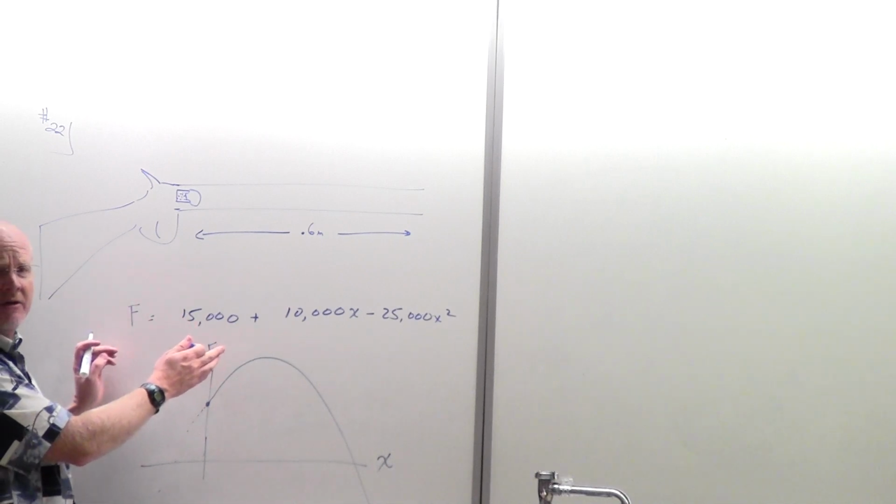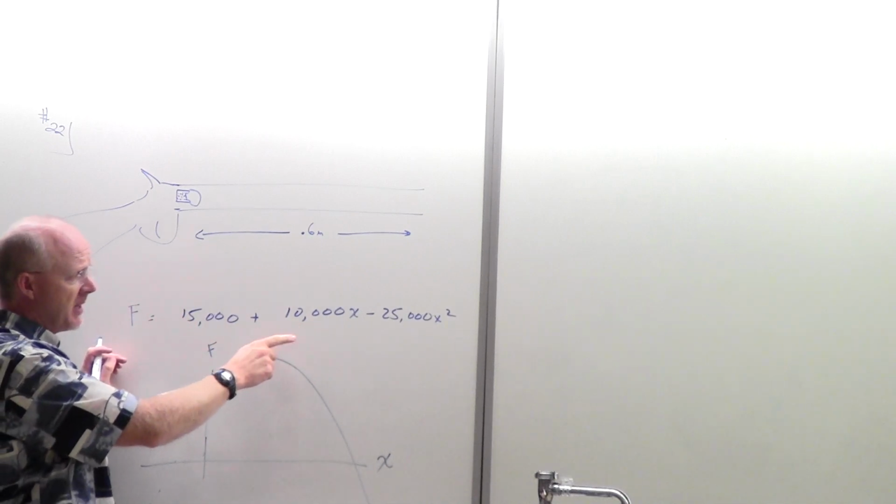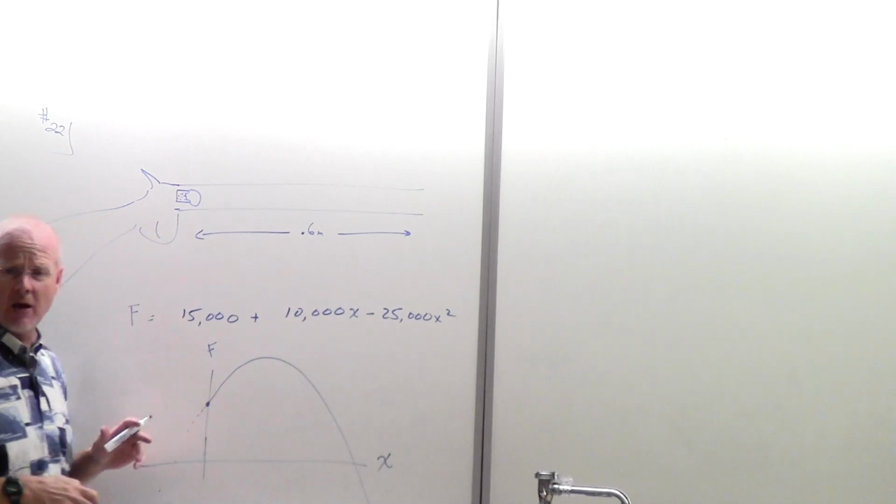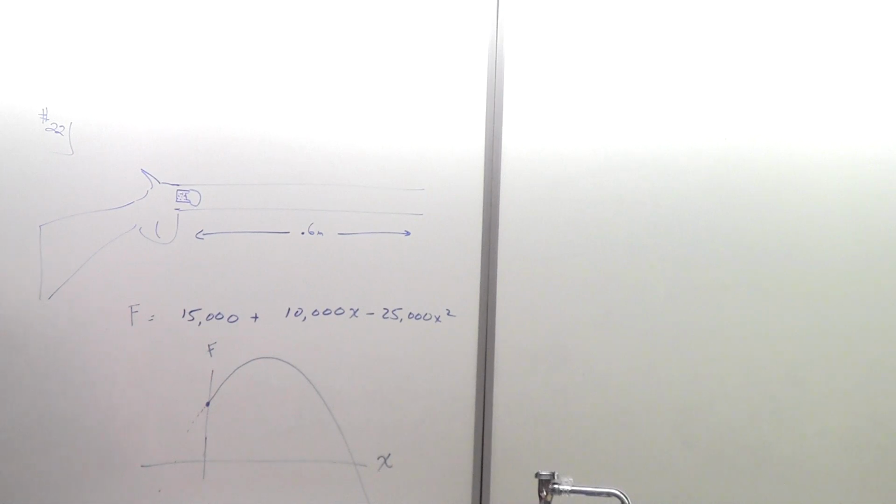Why the 15,000? Why the linear term that makes it get bigger? Why the quadratic term which makes it go concave down? Well, maybe I'll start with this first one. Why at x equals 0 does it already have a force?